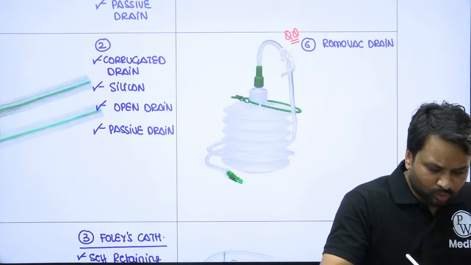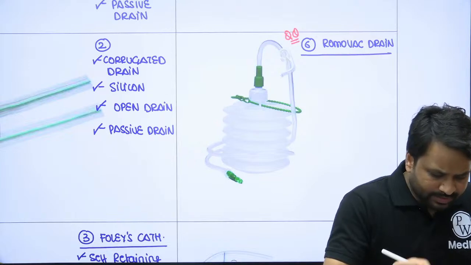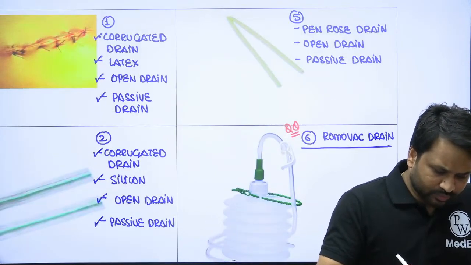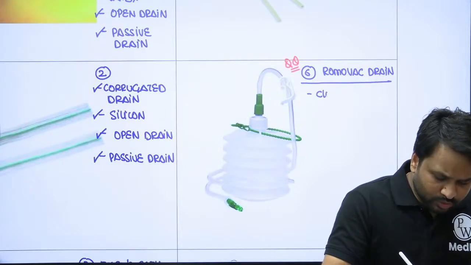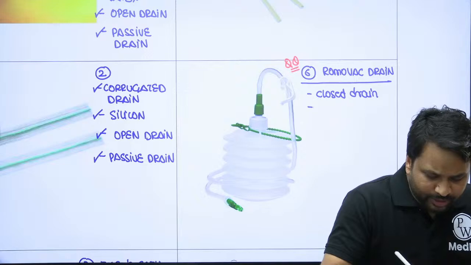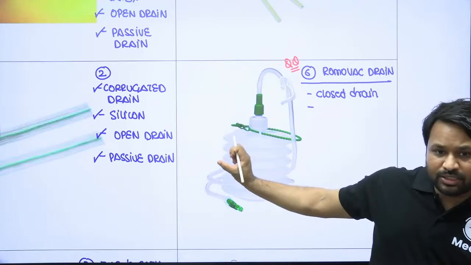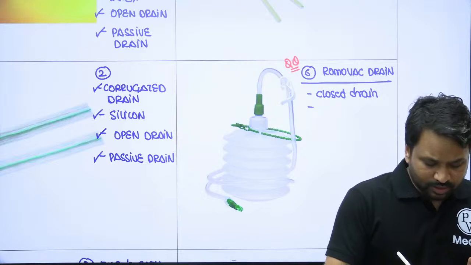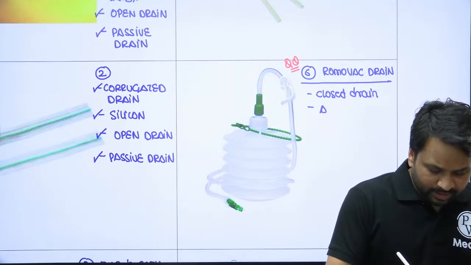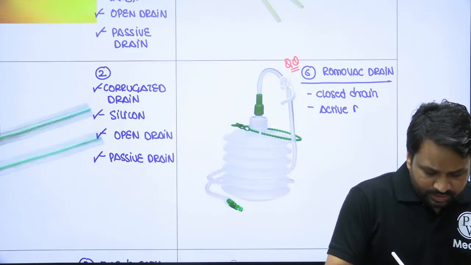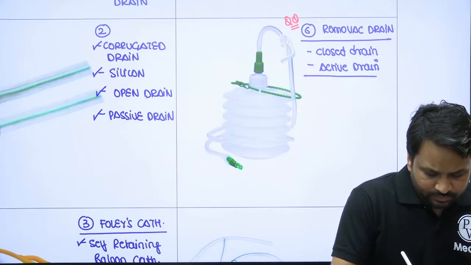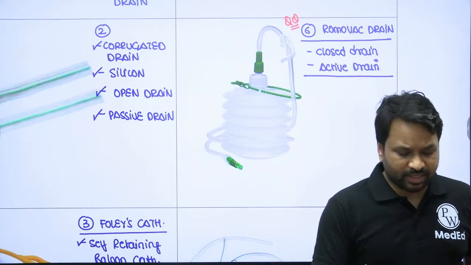So when I say a Romo-Vac drain, number one, it is an example of a closed system drain. So it's a closed drain. This works on negative pressure. The pressure that you can create by just squeezing the Romo-Vac is what we call negative suction. So this works on the principle of active drainage. It's an active drain. It works on the principle of negative suction.